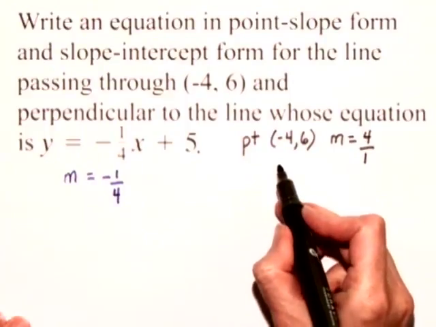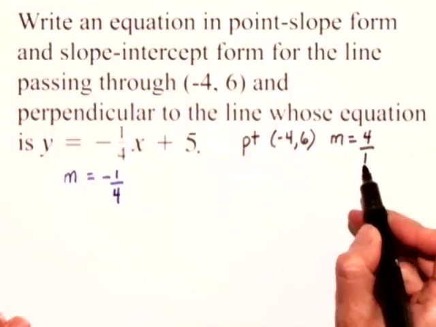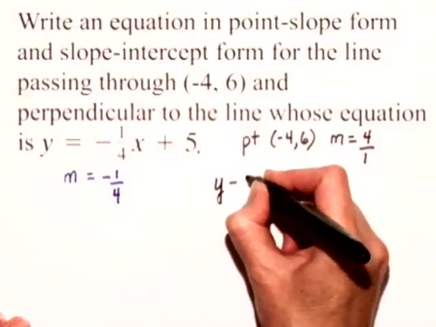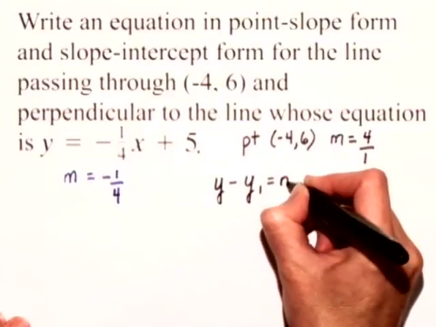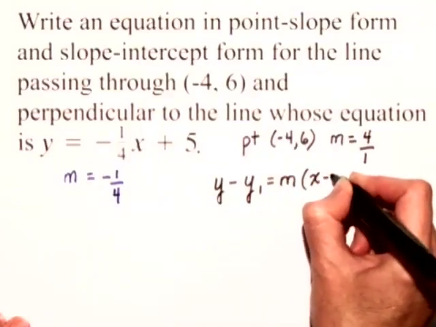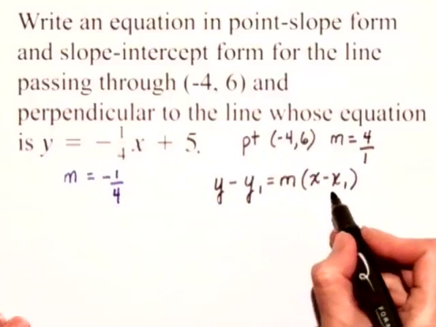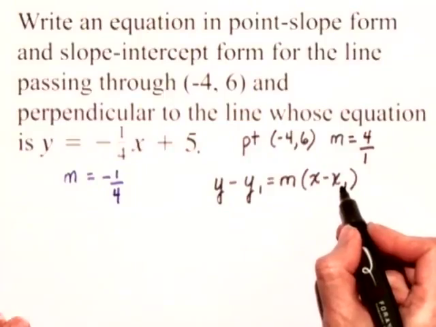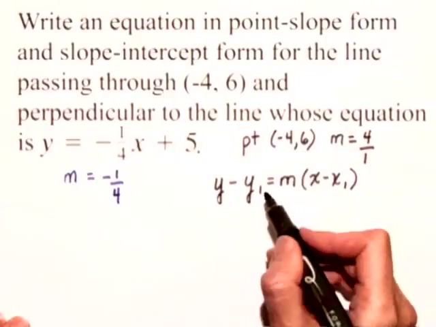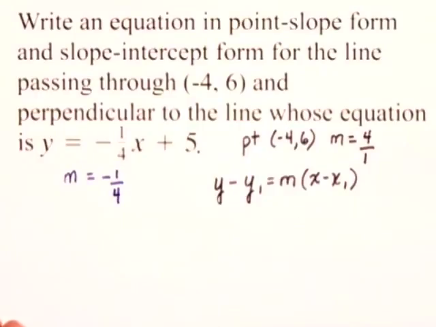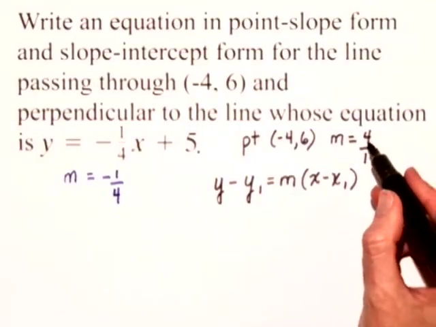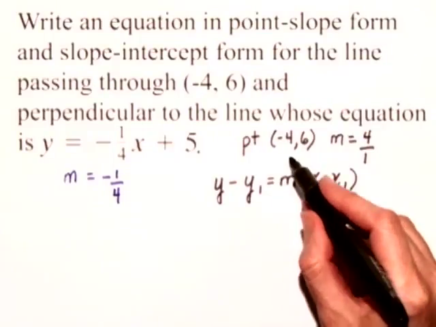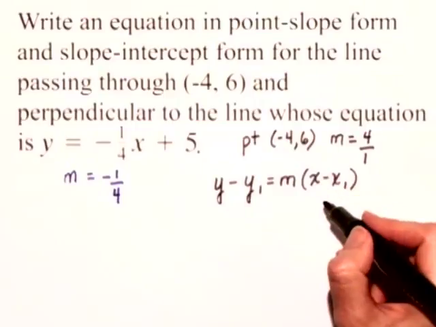So now we can use this point and the slope that we want to use to come up with the equation of our line. So here we go. y minus y sub 1 is equal to slope times the quantity x minus x sub 1. This is the point-slope form. Let's substitute our slope in for m, and for the x sub 1, y sub 1, we'll substitute our point in. So we'll substitute the 4 in where we see the m in the equation, and for the x sub 1, y sub 1, we'll substitute our point, (-4, 6).